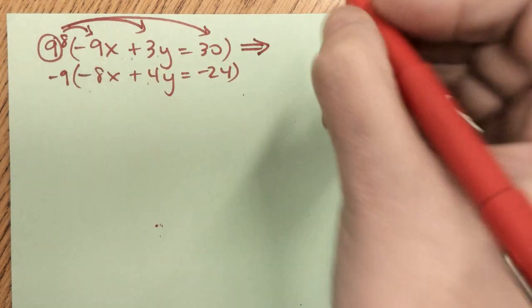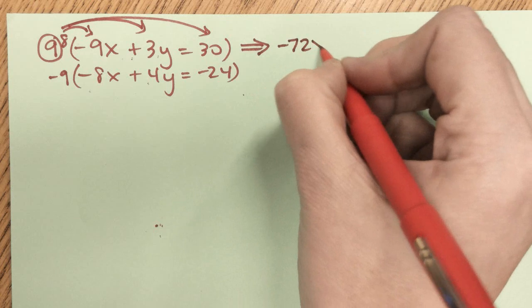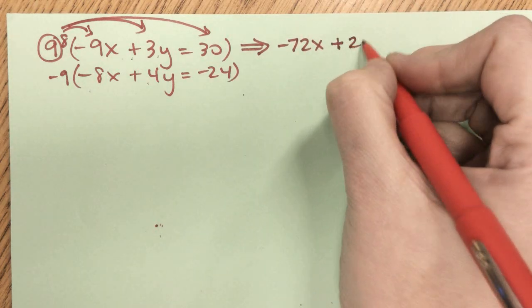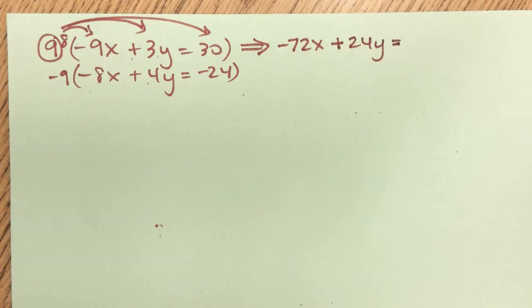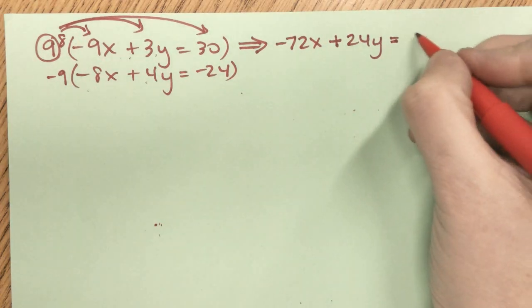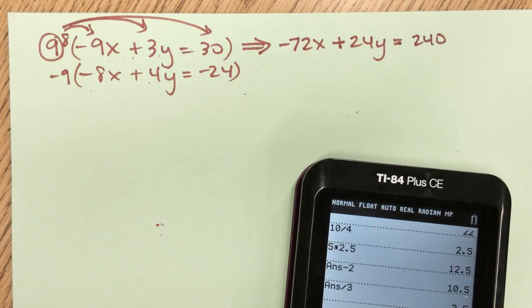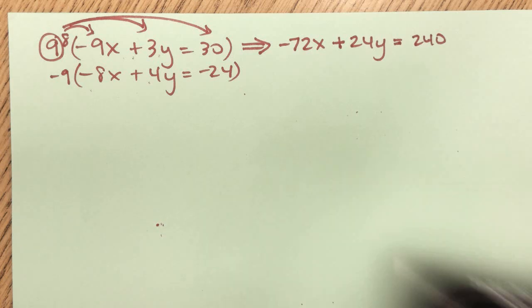8 times negative 9 is negative 72x. These are going to be big numbers. 8 times 3 is positive 24y. 8 times 30, I think that's 240. But don't try and get this wrong. 8 times 30. Yep, okay.